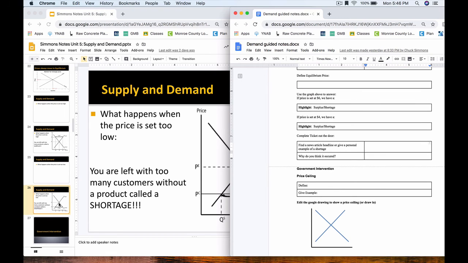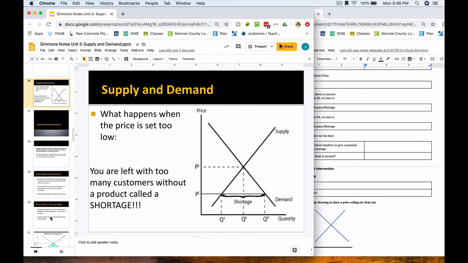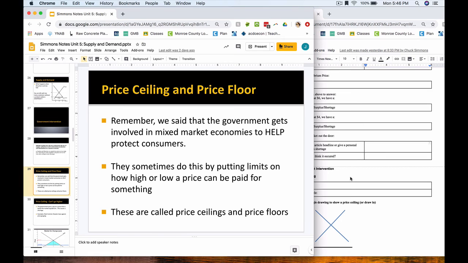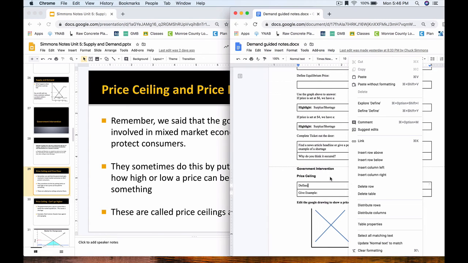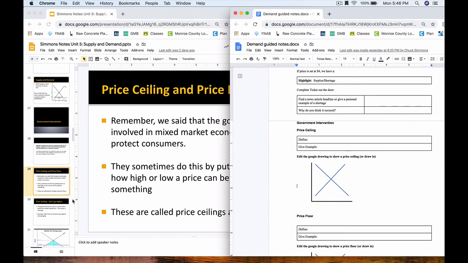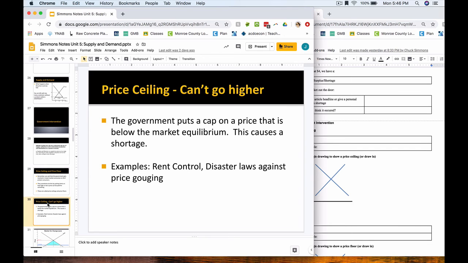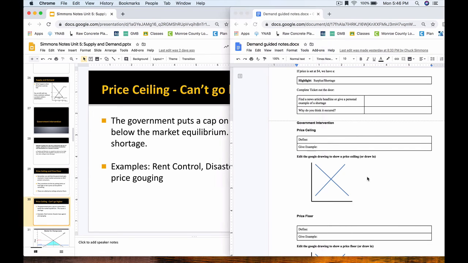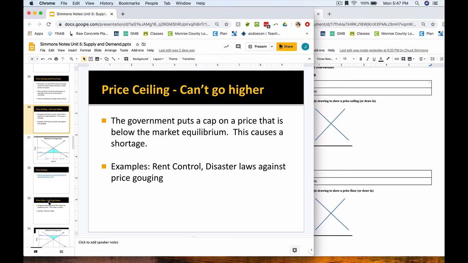All right, now that you've filled in shortage, let's talk price ceiling and price floor. We have talked about this a little bit in class, but a price ceiling is where the price cannot go any higher. So the government sets a price that you can't go above. The examples you'd see on a test would be rent control, but the examples that we're dealing with right now are in our real life. And those are things like price caps.